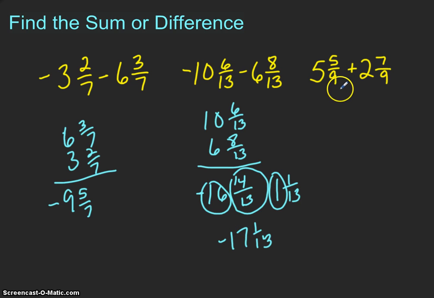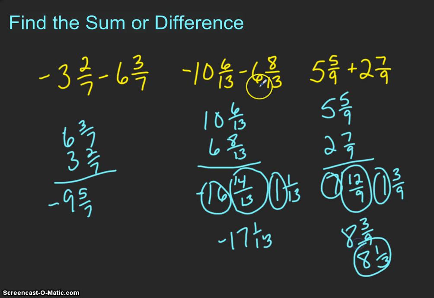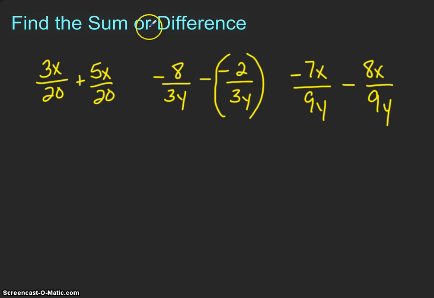Here we're going to add 5 and 5/9, 2 and 7/9. Let's add, that gives me 7 and 12/9. Okay, this is a problem. That is going to be 1 and 3/9 if we divide that out. The 1 and the 7 go together for 8 and 3/9, but that reduces, so that becomes 8 and 1/3. Okay, moving on to the next one.